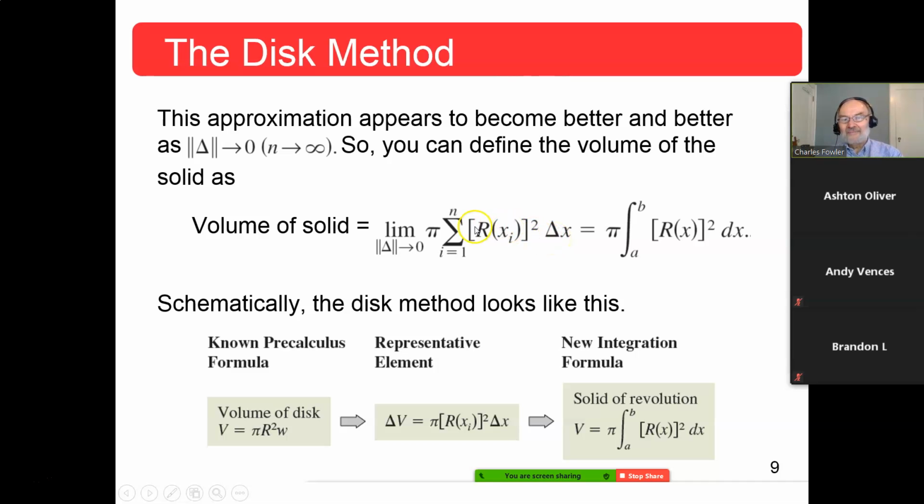Well, this is a hard thing to do because you have a lot of summations here. So pull the pi on the outside and take the limit of the summation to be the integral. And now you're going from the lower limit a to the upper limit b, and you're doing the radius squared, whatever that function is, squared times your dx.